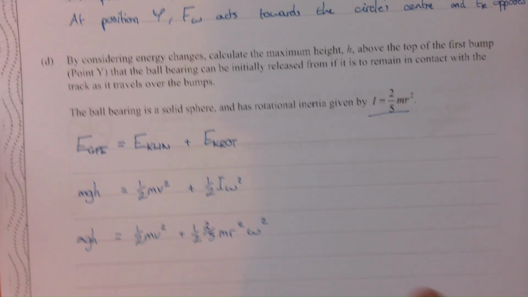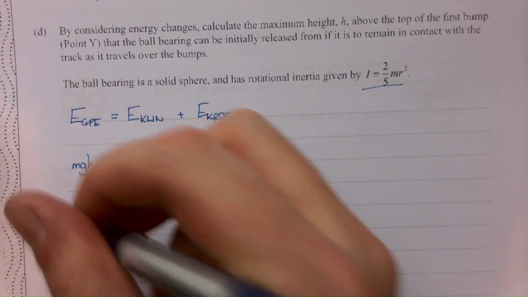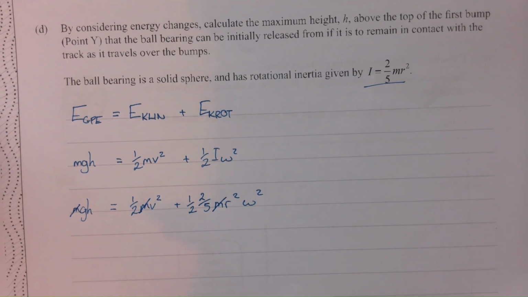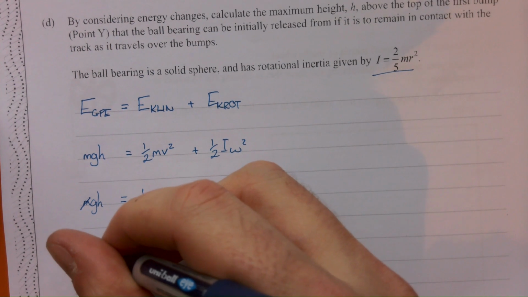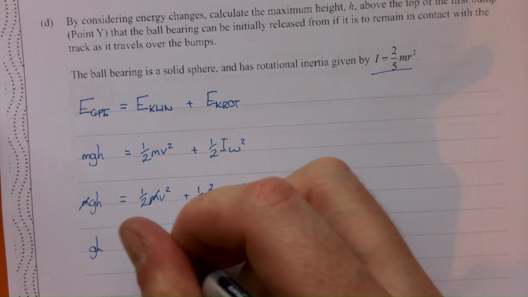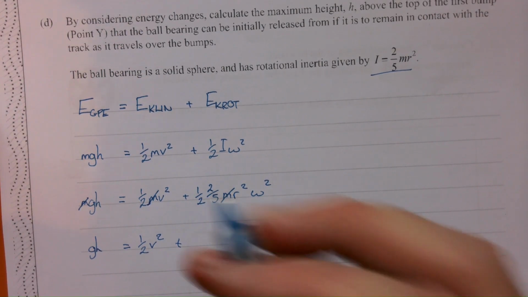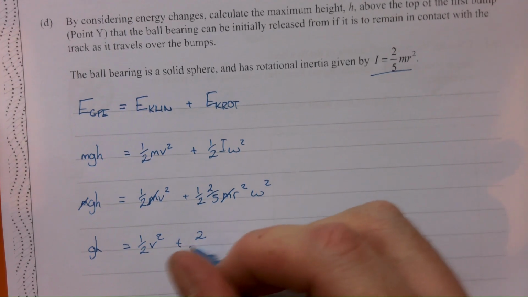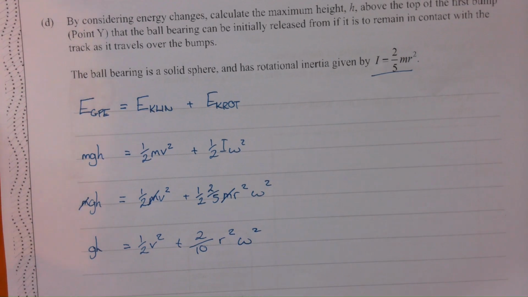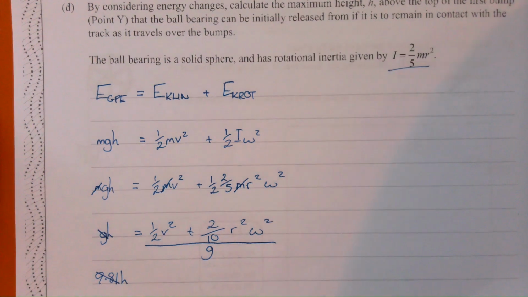So it looks a bit horrible right now, but immediately we can start cancelling out common factors. m exists in all terms, so we can just cancel them out straight away, leaving us with a cleaner equation. gh is half v squared plus, I'm just going to combine these two fractions, 1 times 2 is 2, 2 times 5 is 10, 2/10 r squared omega squared. Okay? So now we're at this stage here.